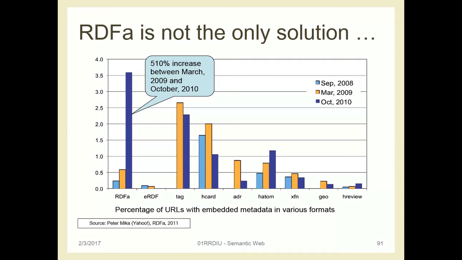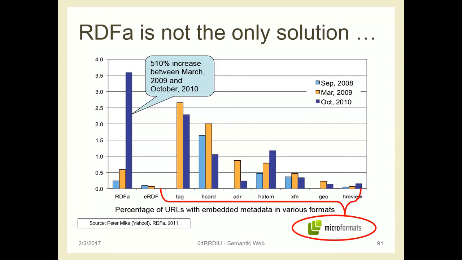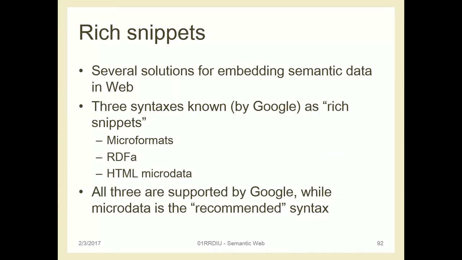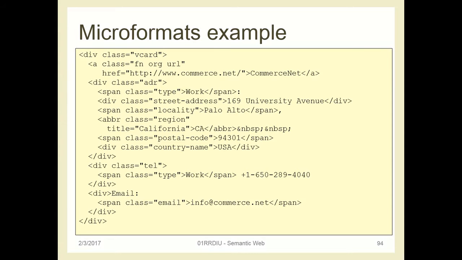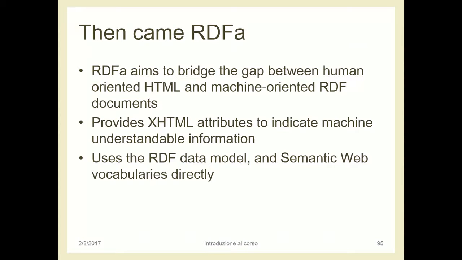RDFa is not the only solution. Well, this is a picture that shows other ways, for example, microformats. This is not a very recent picture. Anyway, the three main solutions are microformats, RDFa, and microdata. For example, microformats are the first one, and they were used to add markup, but for specific categories of documents, using specific class attributes. For example, you can say locality, region, country name, so for specifying in a better way what you are talking about. And then RDFa, you have talked about it.